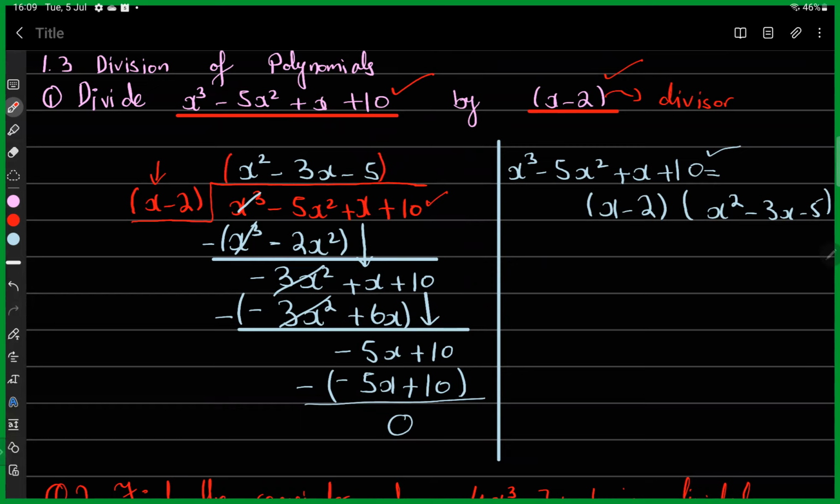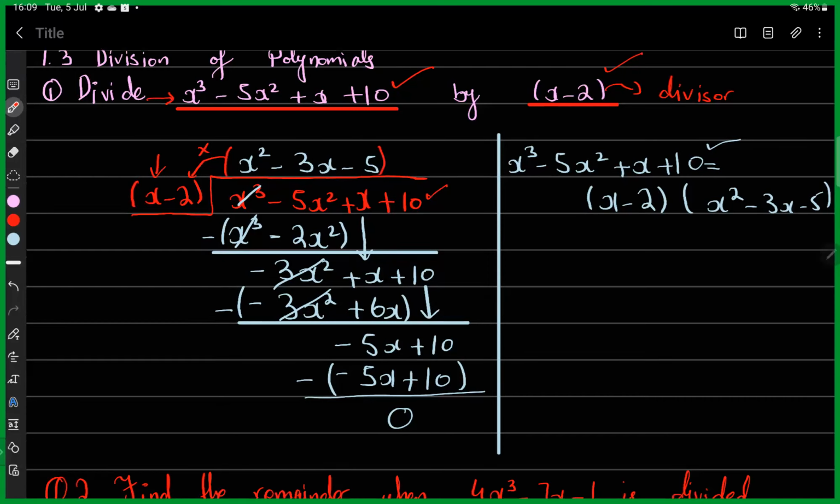This quotient means that when I multiply this quotient with this divisor, I would get this polynomial again. So this was the first example.